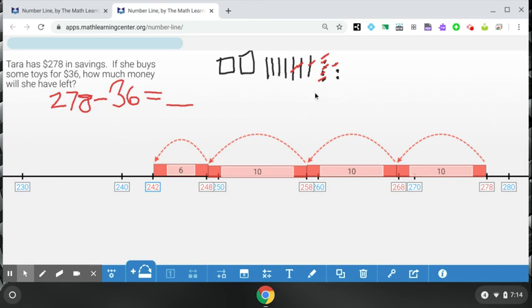I hope these examples help you as you go about looking at the work your teacher has for you today. You're going to be working a little bit with base 10 blocks and a little bit with number lines, and you guys are getting to be experts at doing this subtraction with number lines. Have fun!